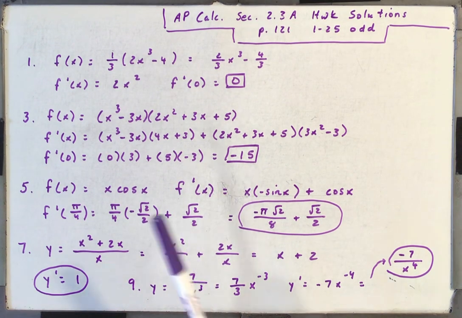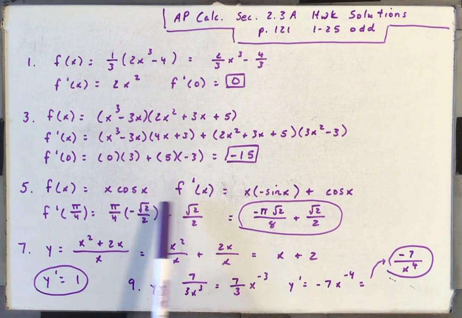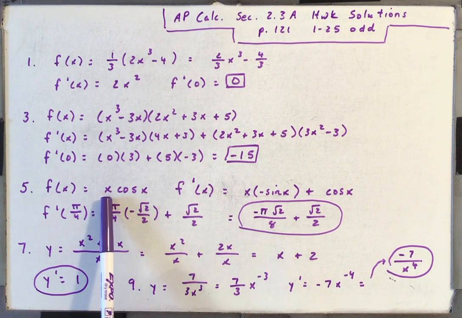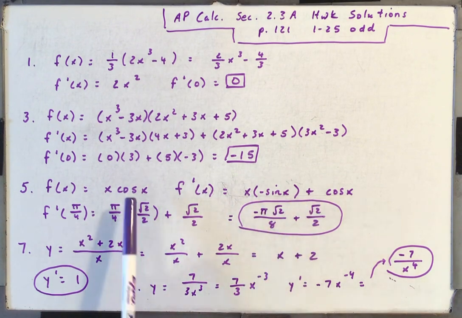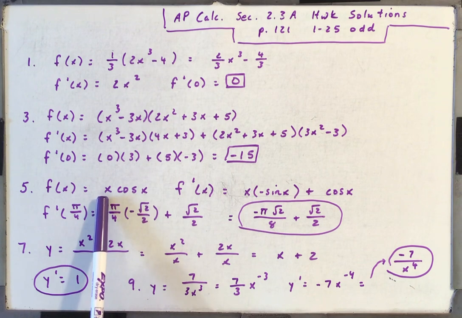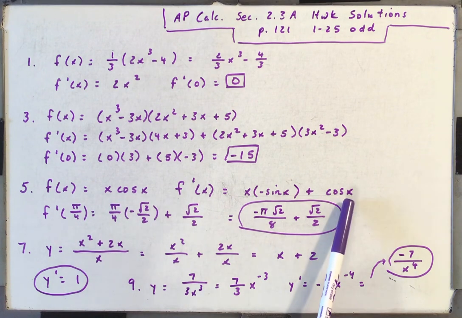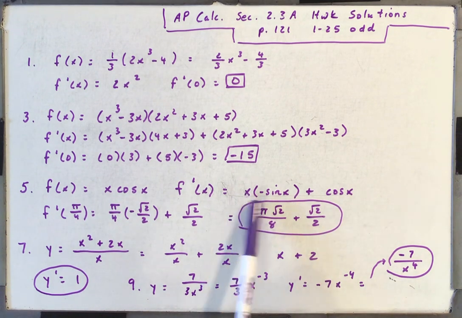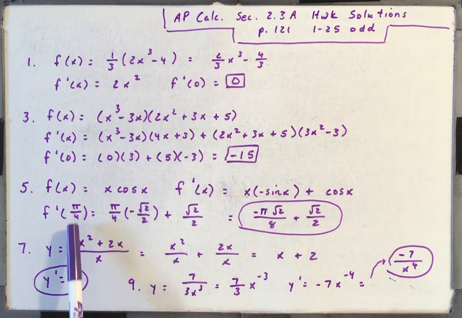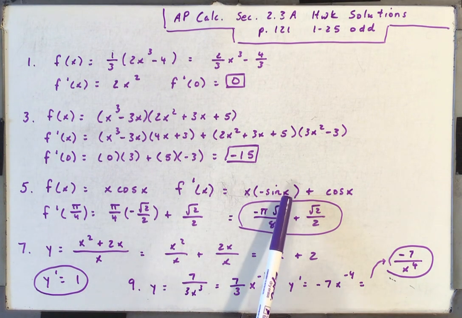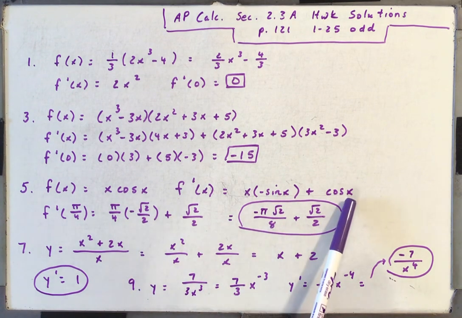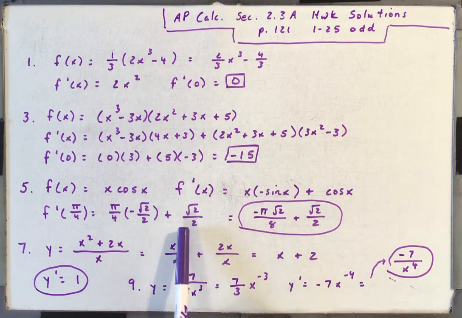Number 5 got a little bit of trig here, so we have x times cosine of x. So f prime of x, the first x times the derivative of cosine, which is negative sine, plus the second cosine times the derivative of x, which is just 1. All right, so that's going to be x times negative sine x plus cosine x. We're going to plug in a pi over 4 for x. So I'd have pi over 4. Now, sine of pi over 4 is root 2 over 2. Make it negative. Plus the cosine of pi over 4, also root 2 over 2.